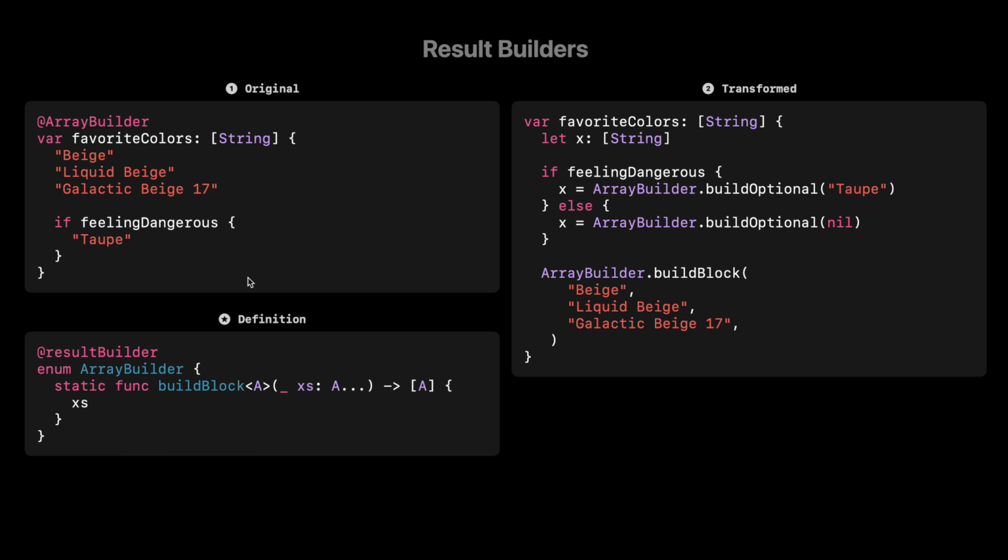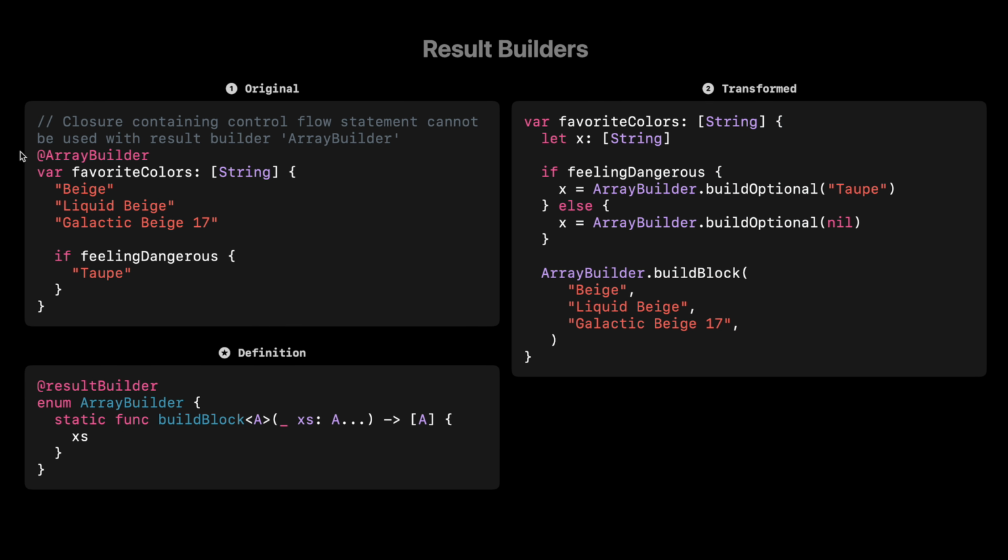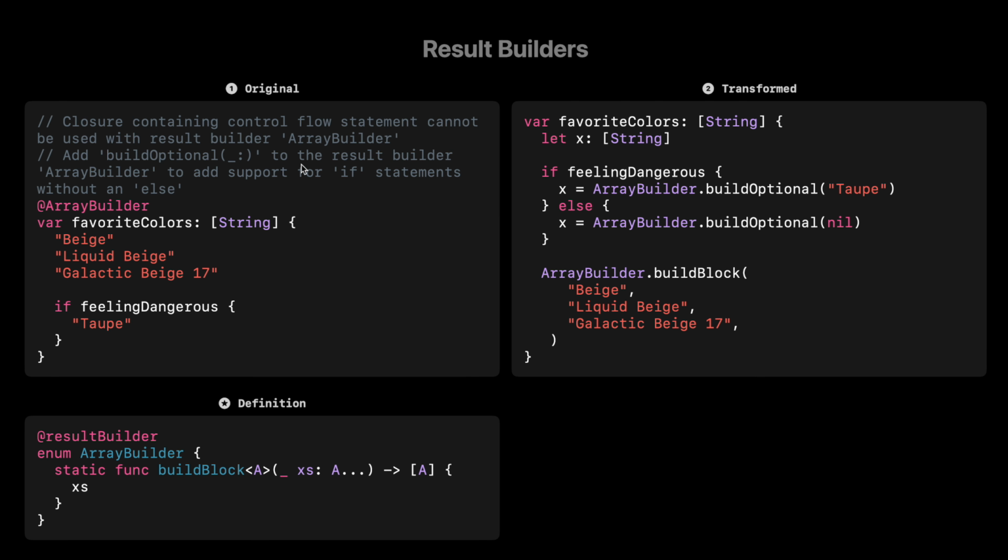And if you were to just actually add this conditional to this code, it would generate something like this, and you would actually get an error saying closure containing control flow statement cannot be used with result builder array builder. And then if you click on the little hint, it will say, add build optional to the result builder array builder to add support for if statements without an else. So very specific and very true. And why is this necessary? Well, because it's going to be generating code something like this. And therefore, you have to be ready to catch what it's about to throw at you, what it's about to throw at your particular result builder.